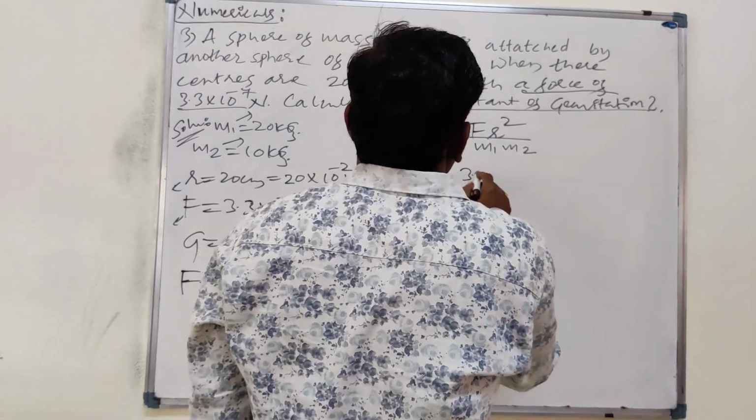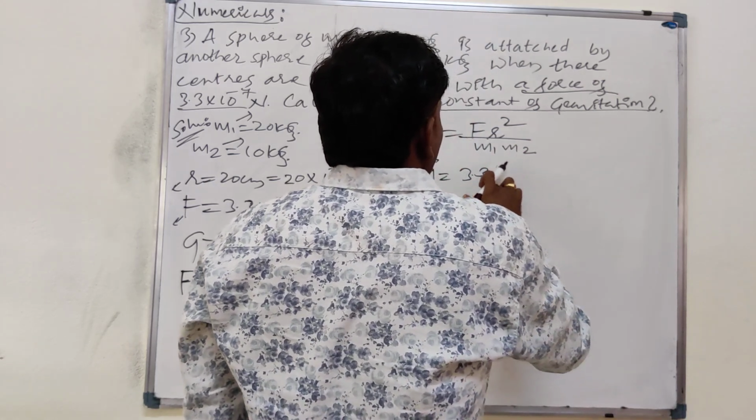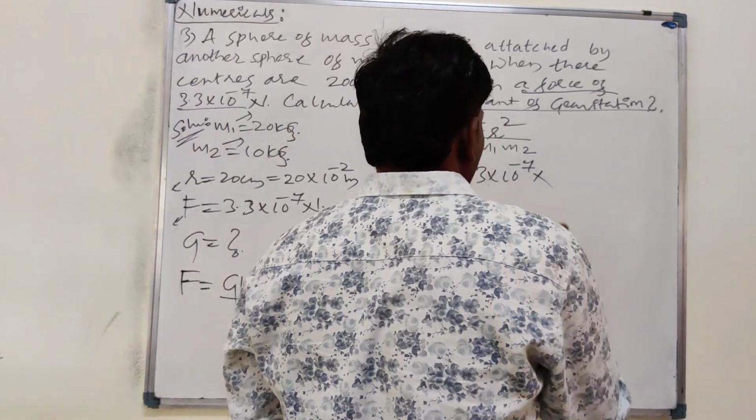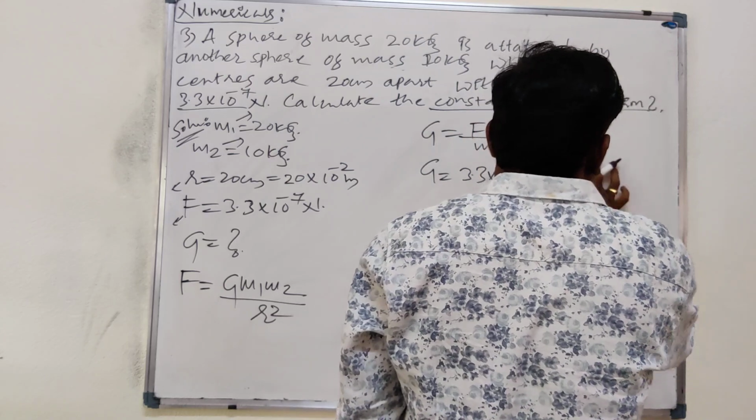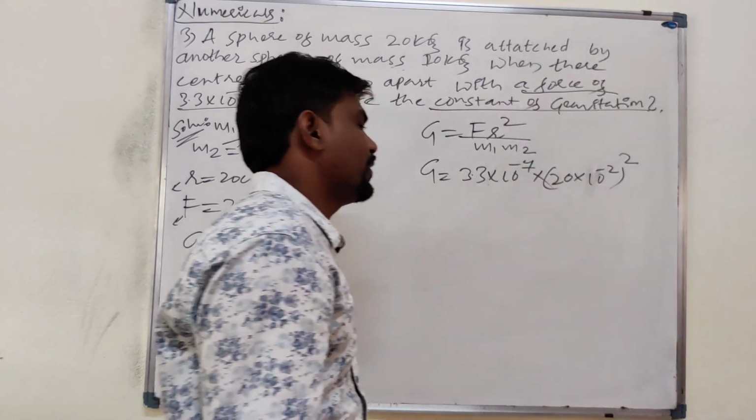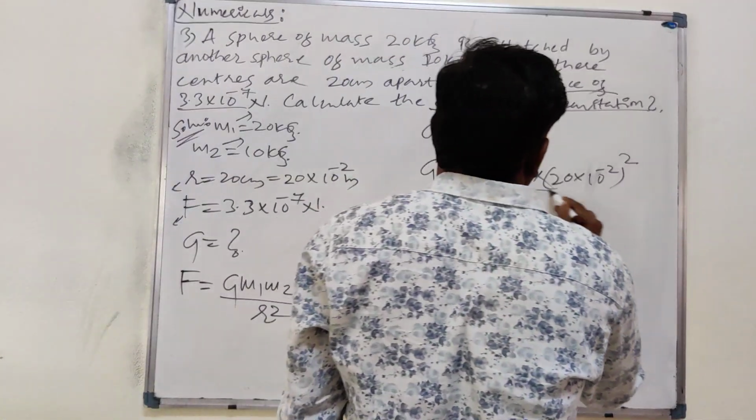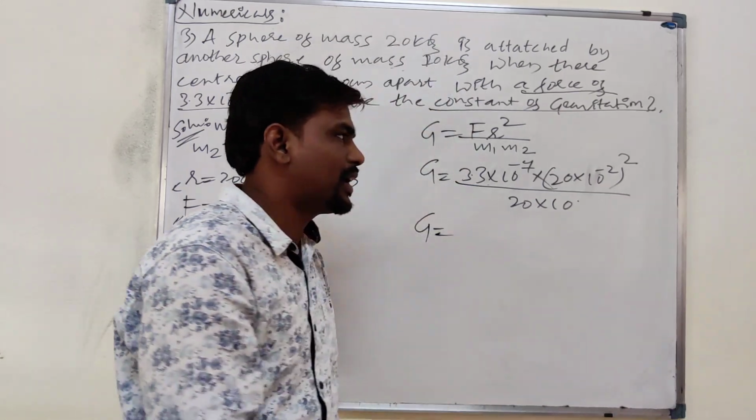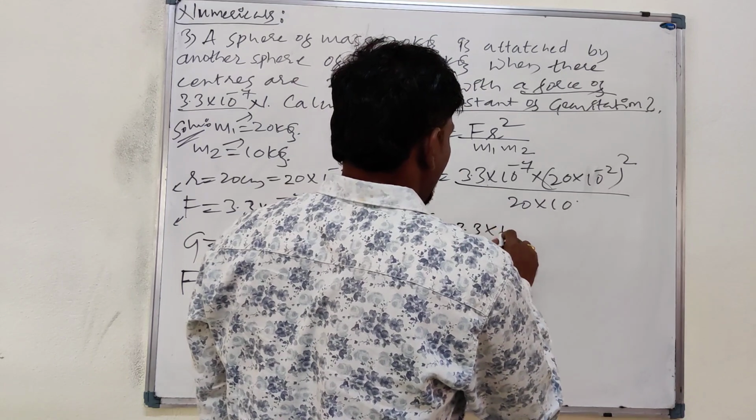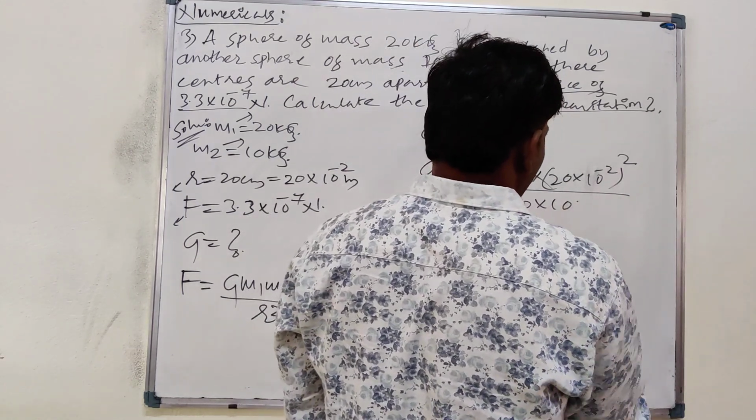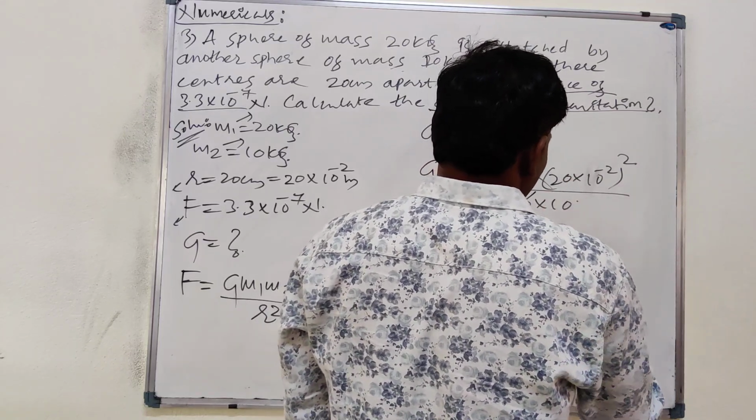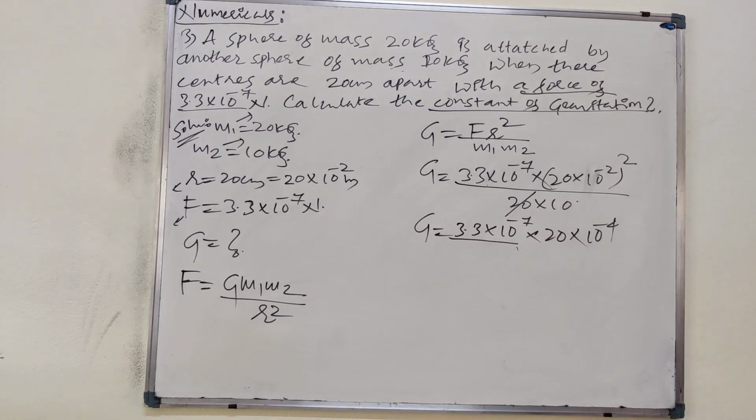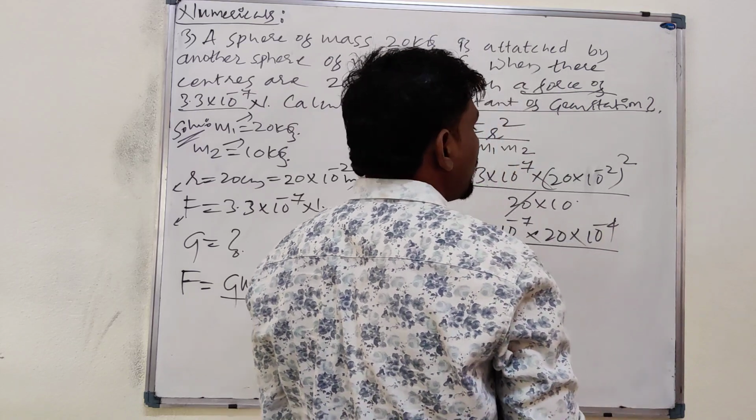F is 3.3 into 10 raised to minus 7, into R square, that is 20 into 10 raised to minus 2 whole squared, divided by M1 M2. So G is equal to this. Calculate it. 3.3 into 10 raised to minus 7. 20 into 20 is 400. M1 M2 is 20 into 10, 200. 10 raised to minus 4.